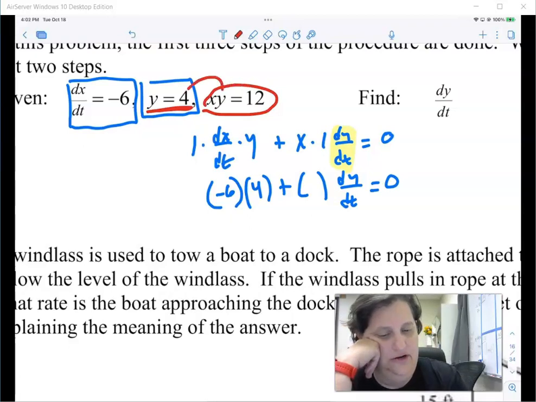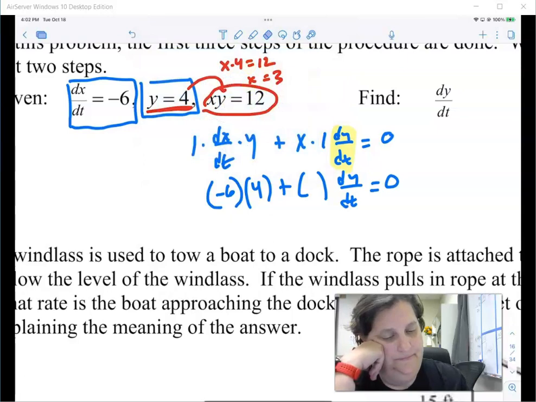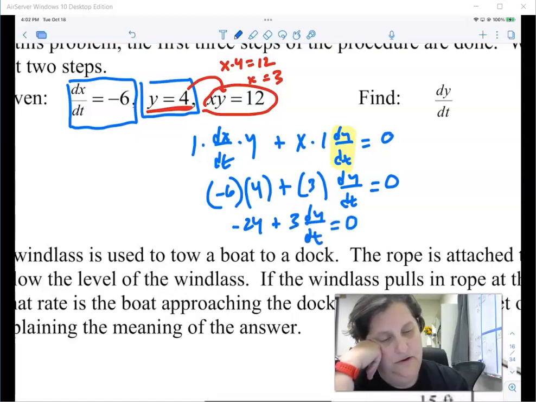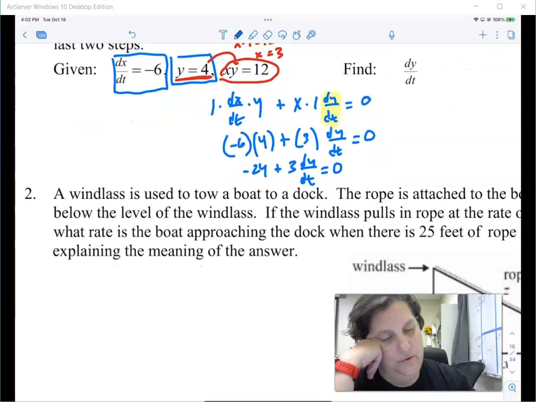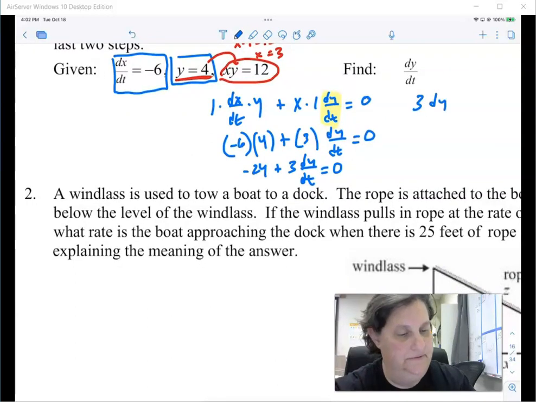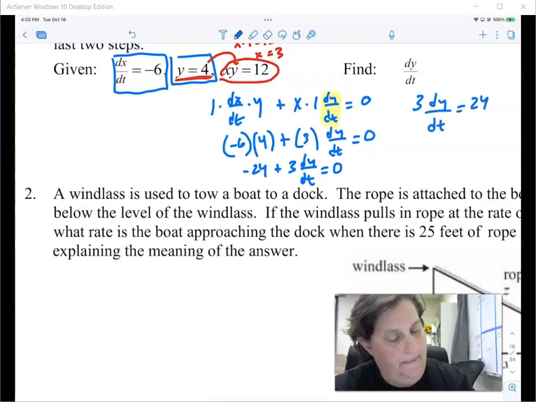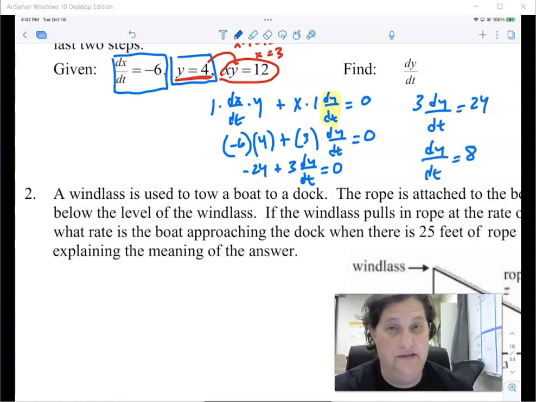If I don't have one of my variables, I can plug this in. x times 4 equals 12, so x is going to be 3. So right here, I have -24 plus 3 dy/dt is 0. Add the 24 to both sides and divide by 3. Okay, dy/dt is 8. All right?